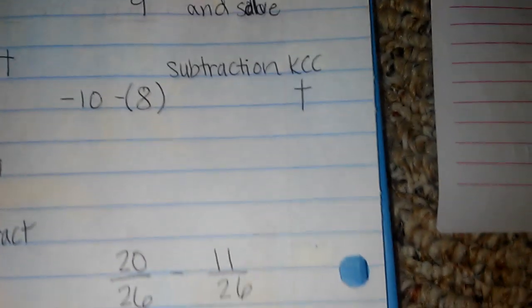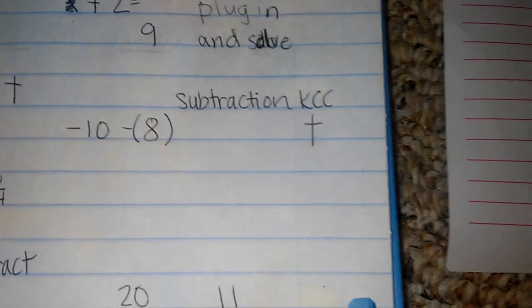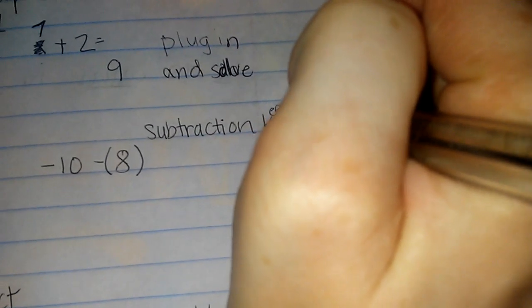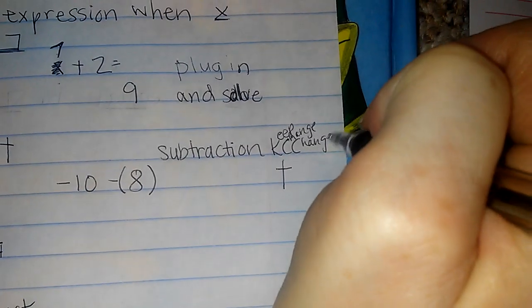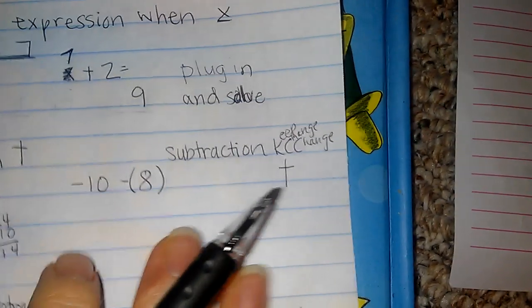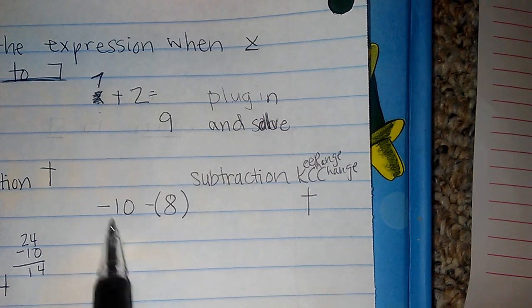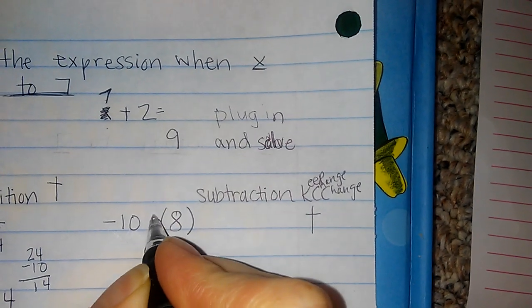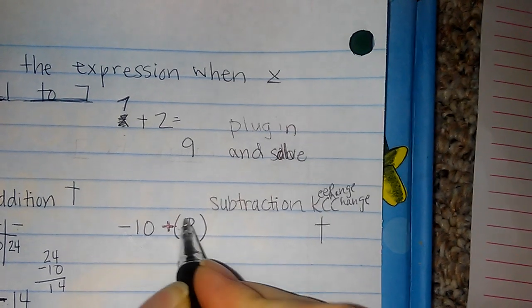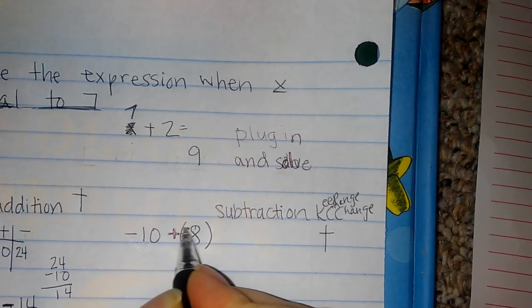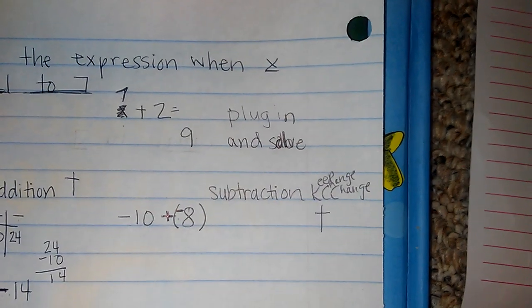Let's go over here. We have our subtraction problem. We have KCC, keep, change, change. So when I look at that, remember we always keep our first number. The only thing we change are the symbols. We change it to an addition problem. This is a positive 8. I'm going to change it to a negative 8.